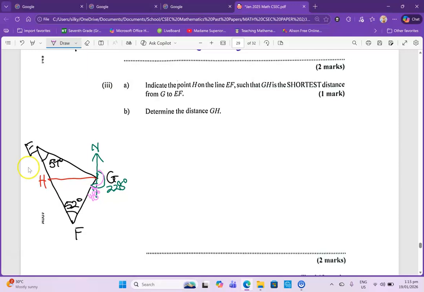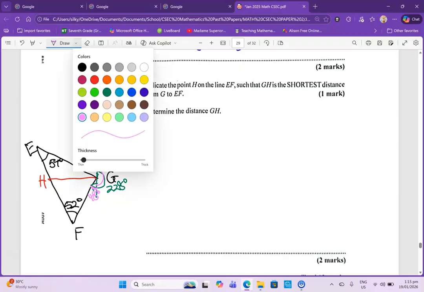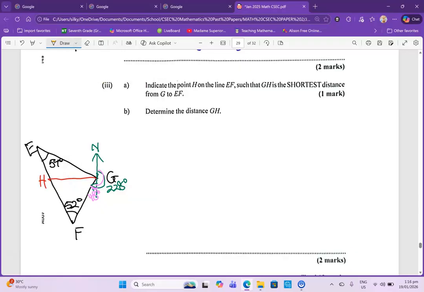Now, we just drew this line GH, which is horizontal, and then I have the north line, which is vertical. So this forms a little right angle right here. So therefore, if I subtract 48 from 90, I will get 42 degrees. I'm going to put it in another color. So this angle here is 42 degrees.